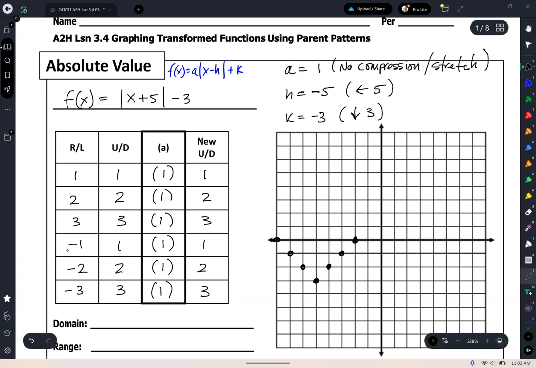And then we can draw our graph. In this case, it's going to be linear, like that, like that. We can put some arrowheads on our graph. And we have now drawn a transformed function using a parent pattern. See what I did?